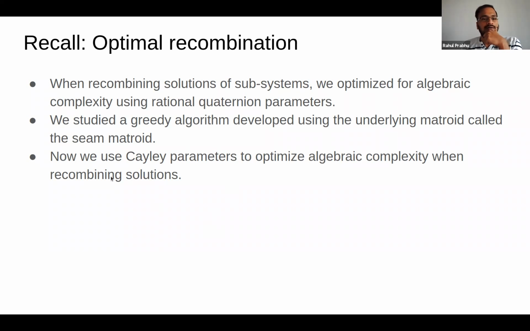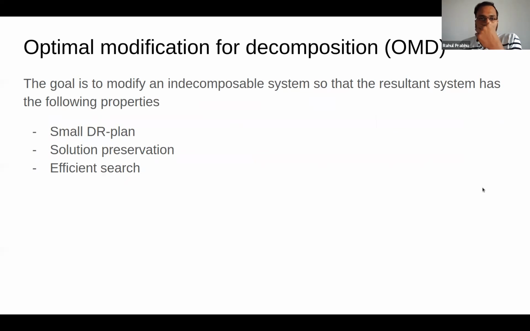Now I'll be talking about how we use Cayley parameters to optimize for algebraic complexity when recombining solutions. So we are not using quaternion parameters anymore, and we are using Cayley parameters instead. This brings us to the idea of optimal modification for decomposition.